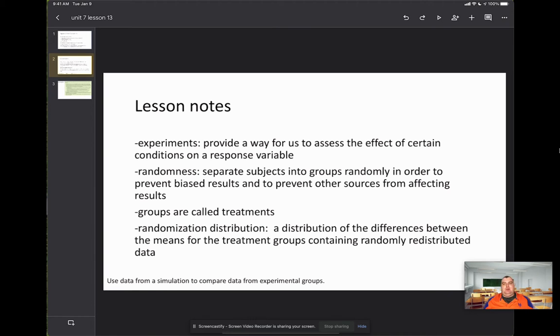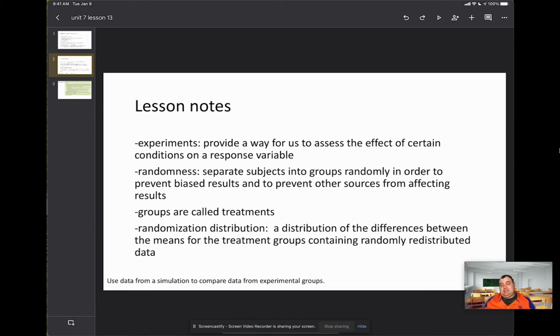So, for example, in a medical trial, one group might receive the actual medicine, and the other group might receive what they call a placebo, which is essentially a fake medicine. So they can actually compare the people that didn't take the medicine with the people that did take the medicine, and that allows them to assess the effectiveness of it.